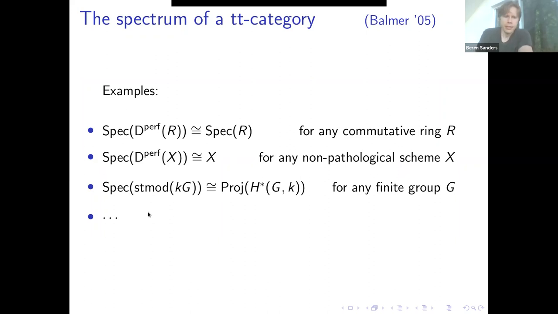So this is the basic story of where we're at with classifying the thick tensor ideals, and how it amounts to understanding this invariant, the Balmer spectrum of the category. This is the part of the theory that's well understood. Describing the Balmer spectrum of a category is not an easy task, but theoretically the story is understood.